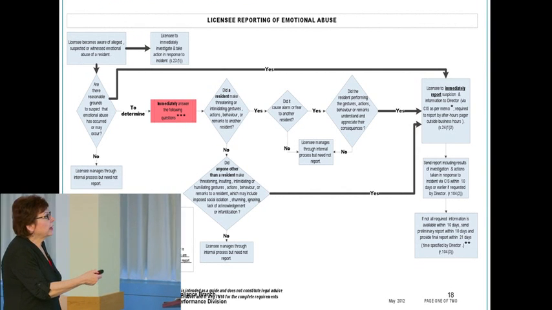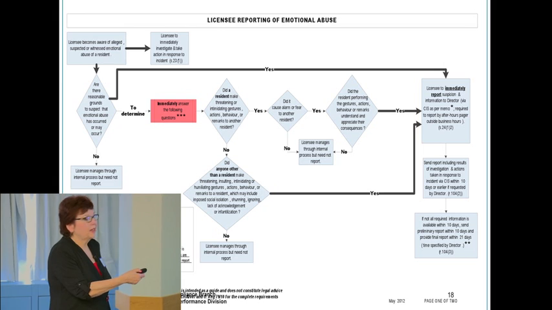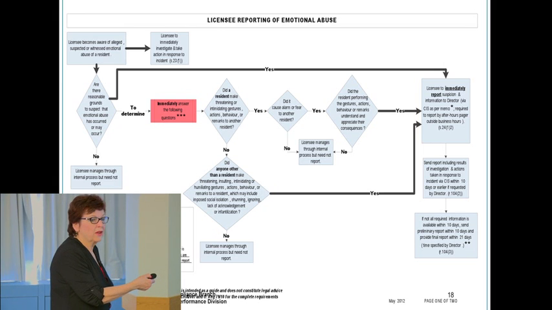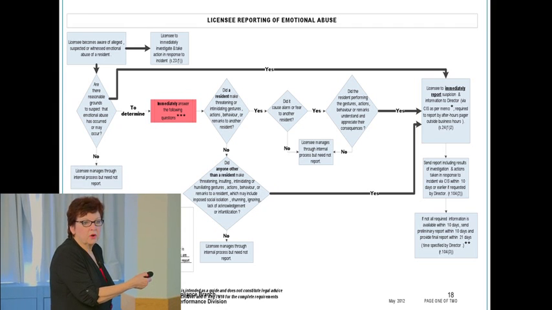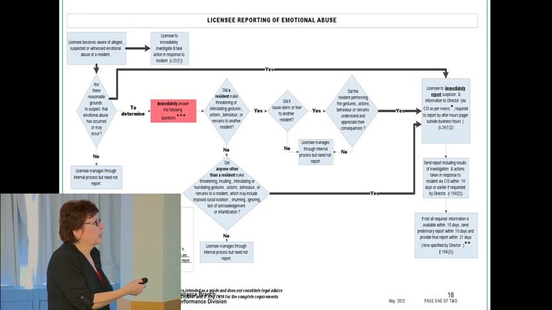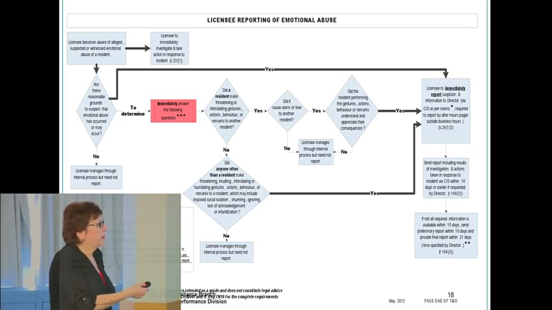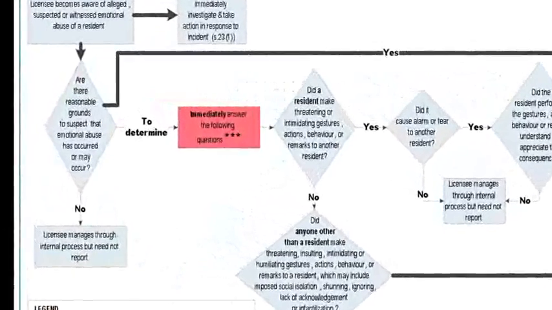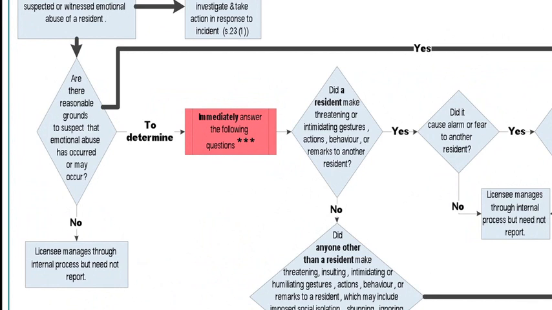So let's put ourselves in that different point of view. It's like the movie set. We're now the point of view of the person in the long-term care home. Somebody has come to them and said, I suspect, or I think, or I witnessed that a resident was emotionally abused. So to decide about reporting, remember the basic reason for these charts is to help the licensees decide what they need to report to the ministry. So the basic question: are there reasonable grounds to suspect that emotional abuse has occurred or may occur?